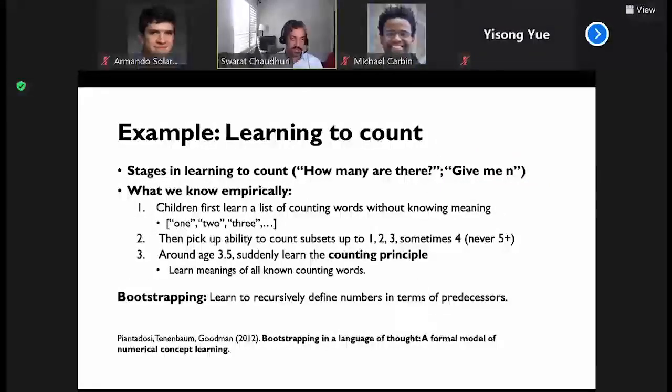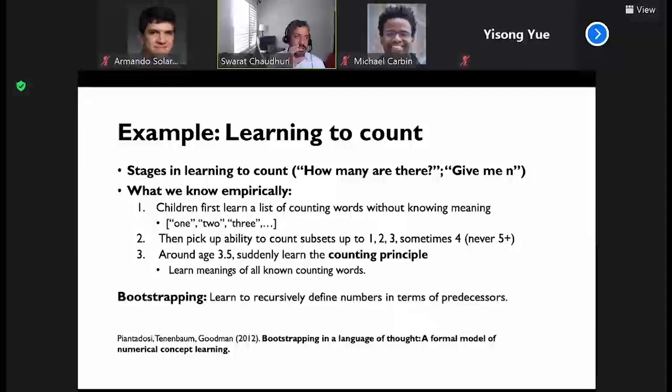So let's try to make this somewhat concrete. Let's think about, again, this problem of counting, and let's think about the process of learning to count. Now, here is what is known from work by Josh and Noah with Steve Piantadosi from about 8 years back.